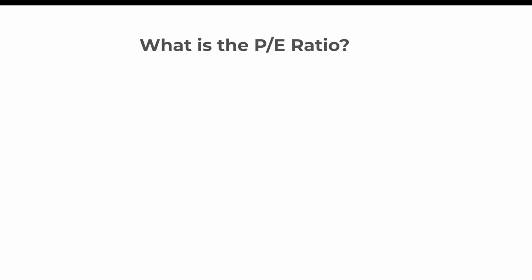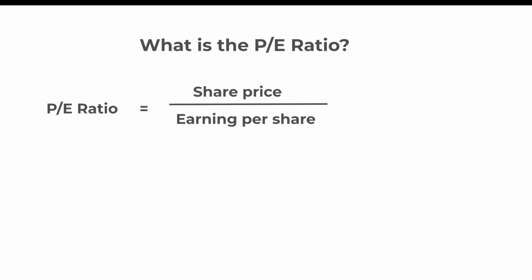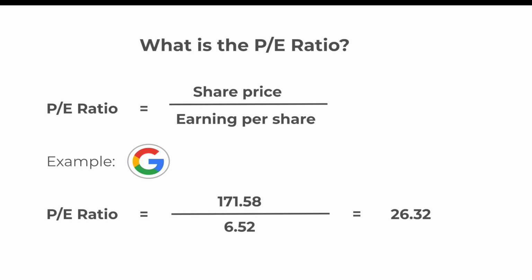But first, let's see what the P/E ratio is. The formula for P/E ratio is share price divided by earnings per share, or EPS. Let us calculate this for Alphabet. The current share price of Google at the time of recording is $171.58. And the earnings per share, or EPS, for Google for the trailing 12 months is $6.52. So, the P/E ratio for the trailing 12 months should be 26.32. Now, what does that mean?